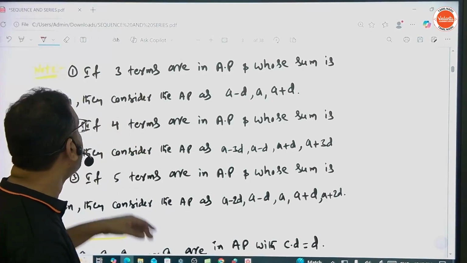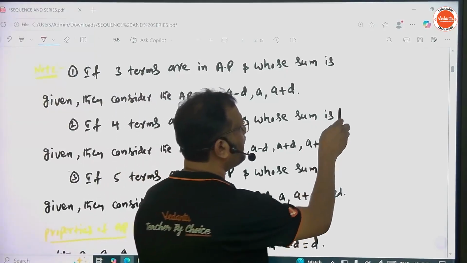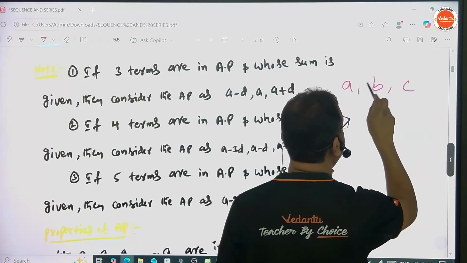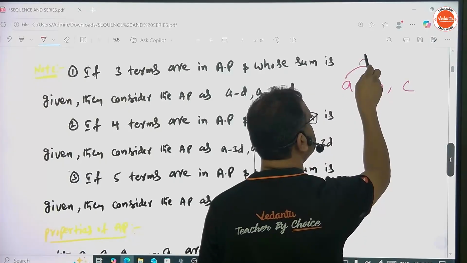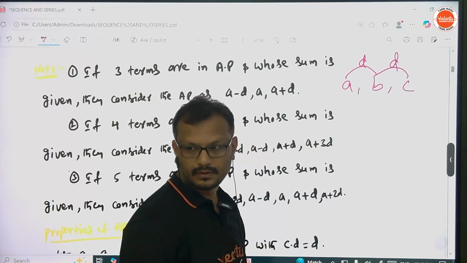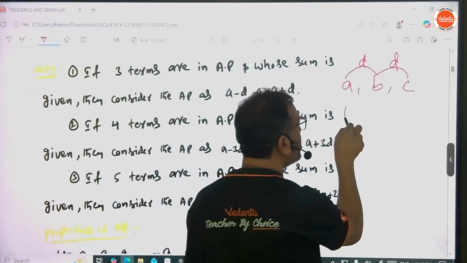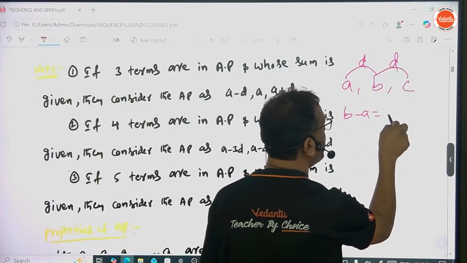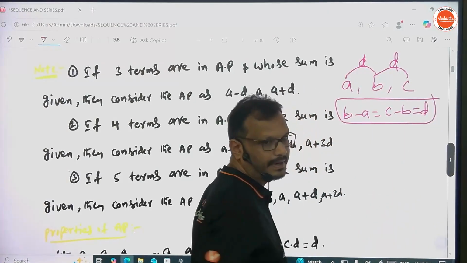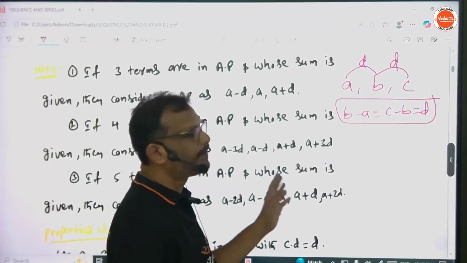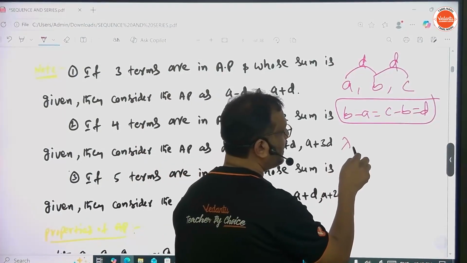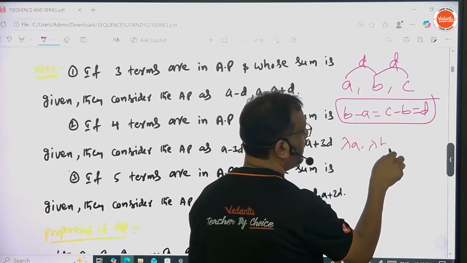For example, let's take terms in AP. Say A, B, C are in AP. The difference of these two is D, and the difference of these two is D. So B minus A is D, and C minus B is also D. The common difference is the same between them because they are in AP. Now I will multiply with a constant value. Let's multiply by some lambda: lambda A, lambda B, lambda C.